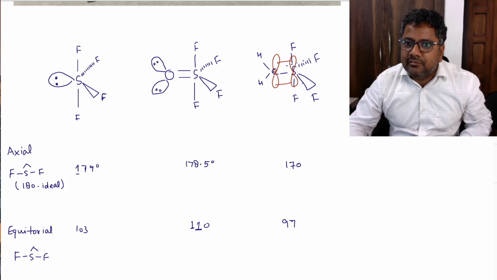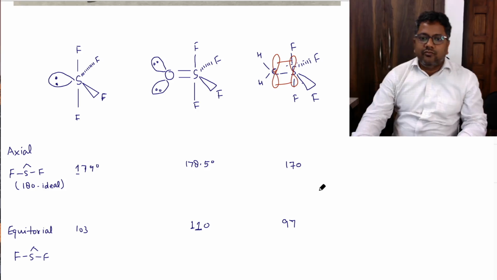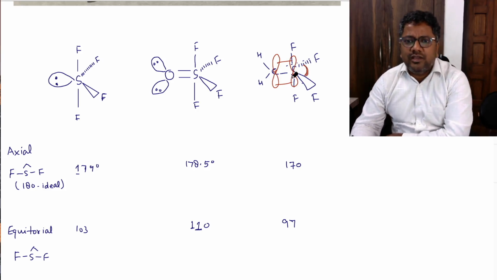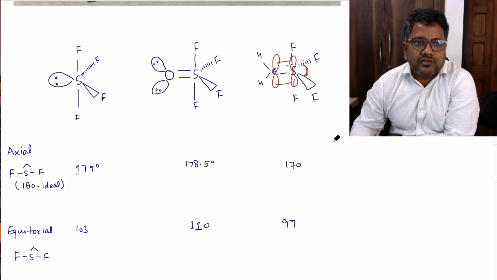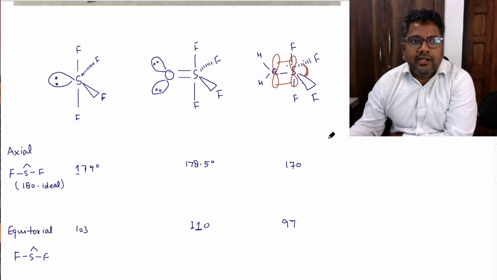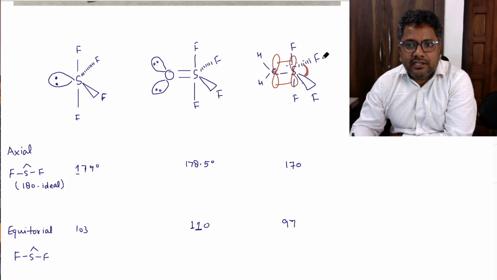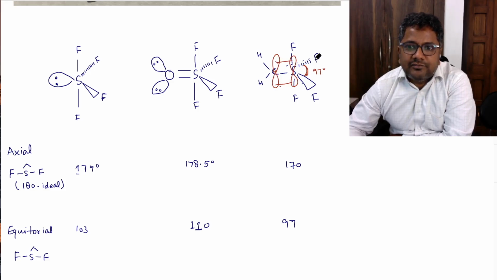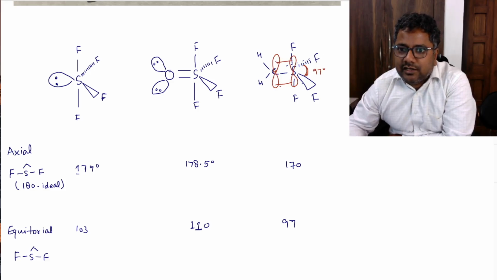There is a greater repulsion between this pi electron density and fluorine, and this is the reason why this equatorial bond angle dramatically decreases. Until you know the exact fact here, you cannot answer this question if you are dealing with it directly in the IIT-JEE exam. So this bond angle decreases to 97 degrees because this pi bond lies in the same plane as these two fluorine.